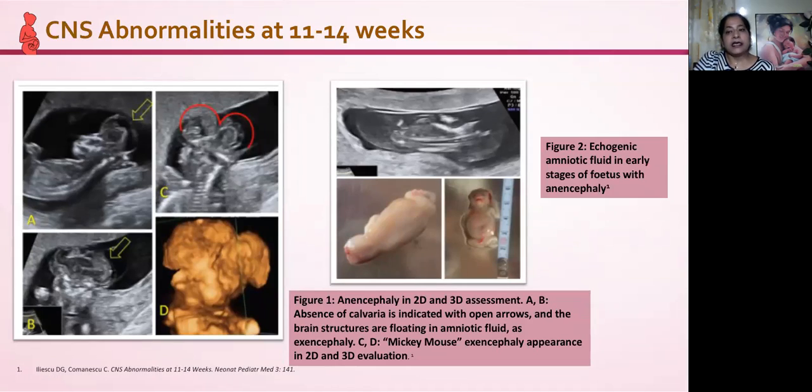CNS abnormalities: echogenic amniotic fluid in early stages of fetus in anencephaly, or anencephaly 2D and 3D assessment. Absence of calvaria is indicated with open arrows, and the brain structures are floating in amniotic fluid as can be seen. And here you can see the typical Mickey Mouse or exencephaly appearance on a 2D scan. So this is anencephaly.